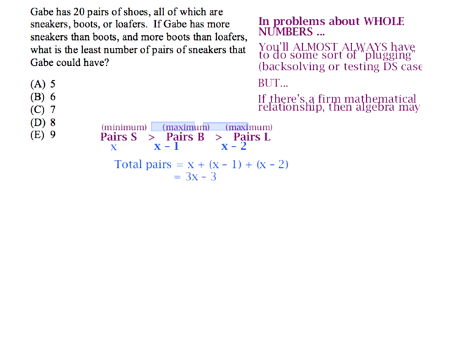Now this needs to be at least 20. So 3X minus 3 has to be 20 or more. The deal with this inequality is that if you can get more than 20 pairs, you can just start taking away pairs of shoes and get 20. So if you solve this as an inequality, you get 3X is greater than or equal to 23. So X is greater than or equal to 7 2/3.